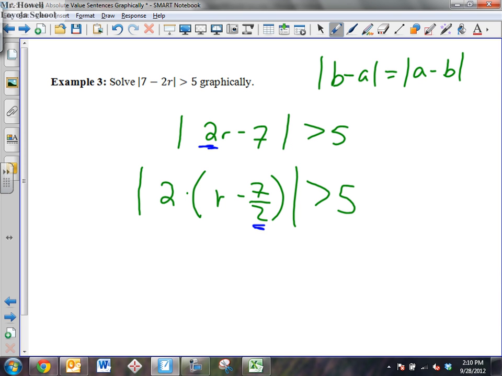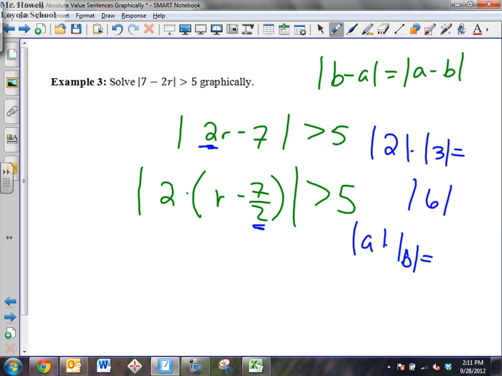Now, what was my other rule for absolute values, with products of absolute values? Who remembers that? For example, instead of absolute value 2 times absolute value 3, what can I write it as? My rule was that the absolute value of A times the absolute value of B is equal to the absolute value of AB. You can tell a product inside of here.